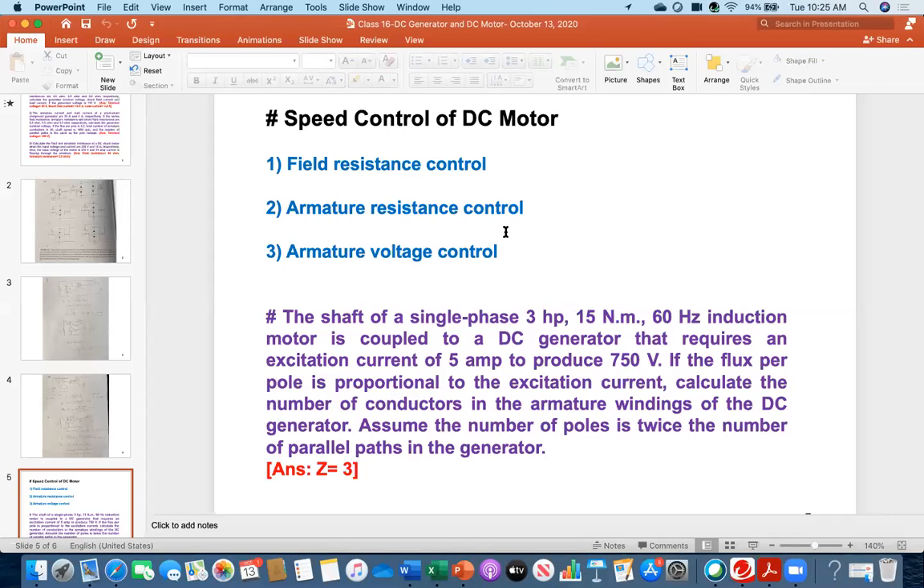Therefore, you might be asked these questions in any upcoming exam or the final exam. What are the methods to control the speed in case of a DC motor? Then you will say that I can control the speed of a DC motor by adjusting the field resistance, by adjusting the armature resistance, and also by controlling the input voltage or the armature voltage. So those 3 are the main factors.